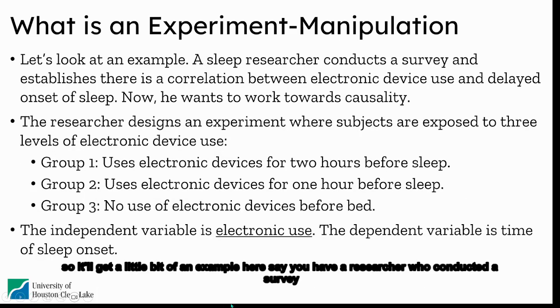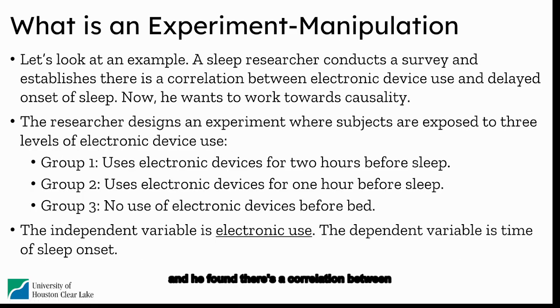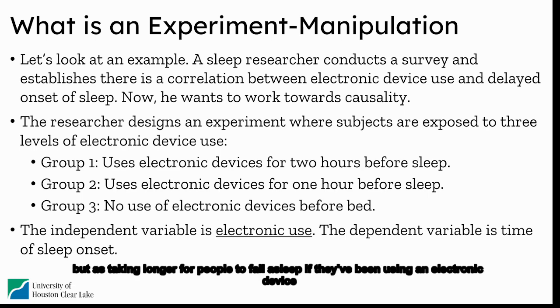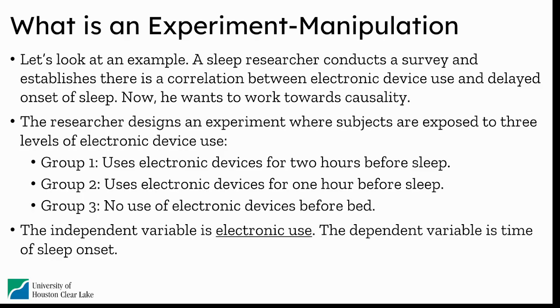So let's look at a little bit of an example here. Say you have a researcher who conducted a survey, and he found there was a correlation between electronic device use and delayed onset of sleep. So sleep latency was larger in people who use electronic devices. And this is a very generic question. There would have to be lots of other limitations for this to really work, right? But it's taking longer for people to fall asleep if they've been using an electronic device. So now he wants to work towards causality.